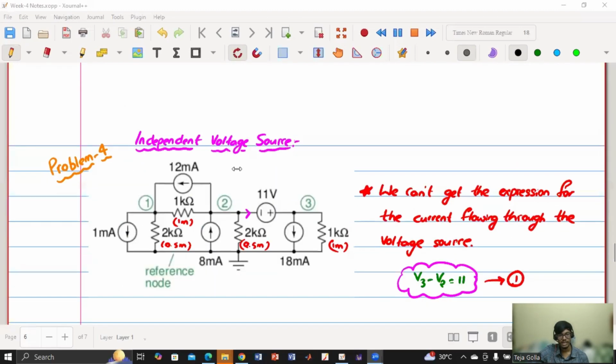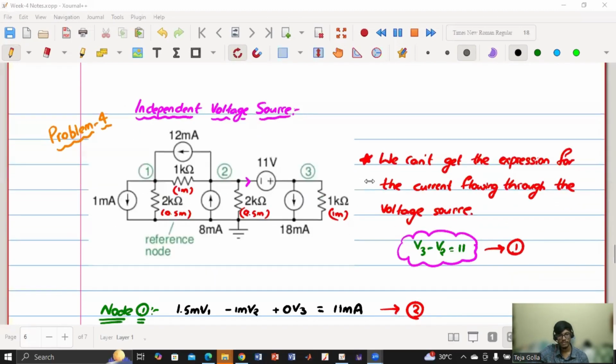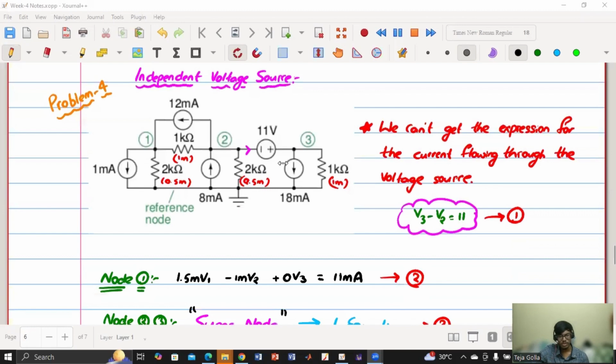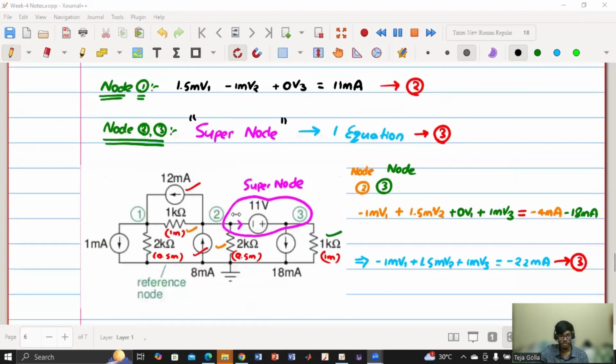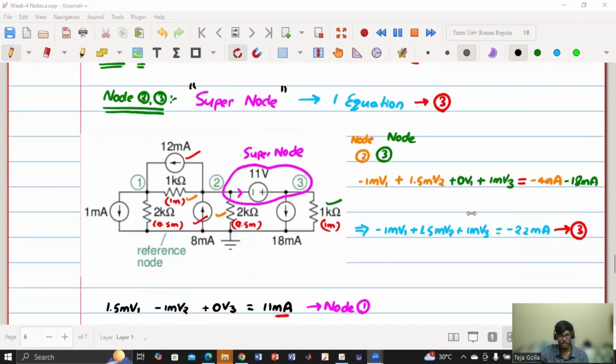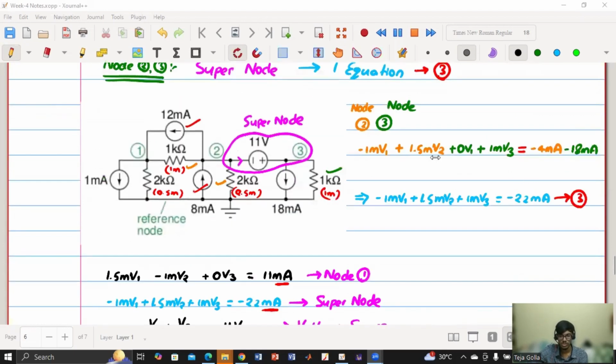Similarly, if there is an independent voltage source, you have to consider the super node. First of all, with this voltage source, you will get one expression, and at the node where this voltage source is not connected, using the same logic, we will get one equation. And by considering these two nodes as a super node, we will get one equation. You have to be very careful while writing this expression. That's why I have used two colors, so you will be careful while going through this video as well.